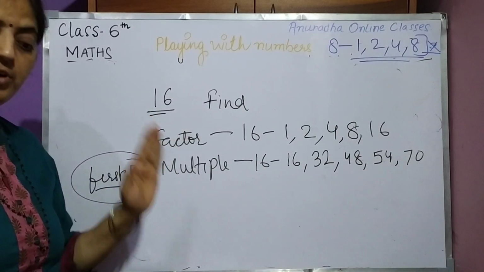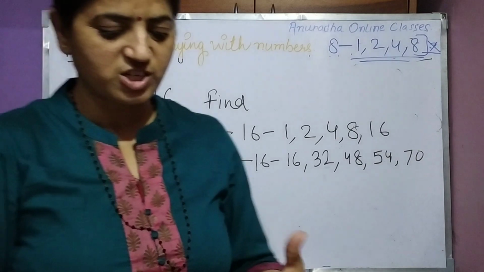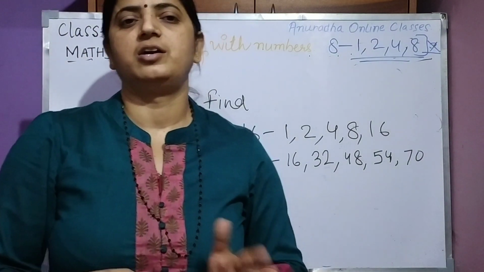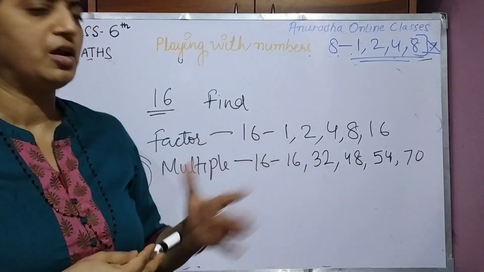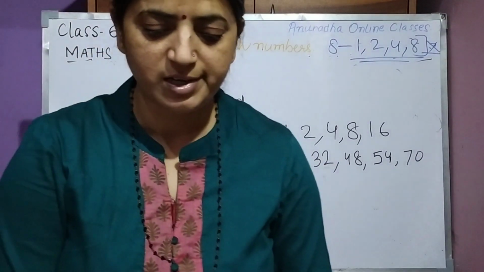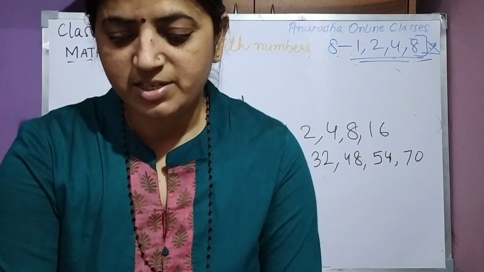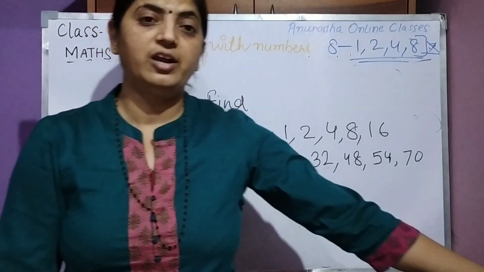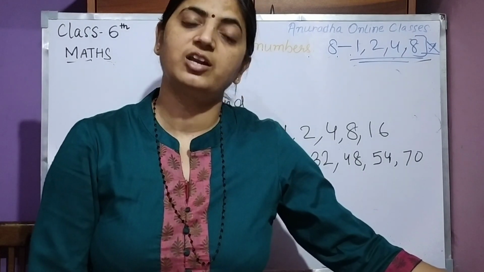Right? In the first exercise, only these questions are asked: write all the factors of the number and write 5 multiples of the given number. So I think you can do all this. We will discuss the types of numbers in my next video. So be with me in the next video.